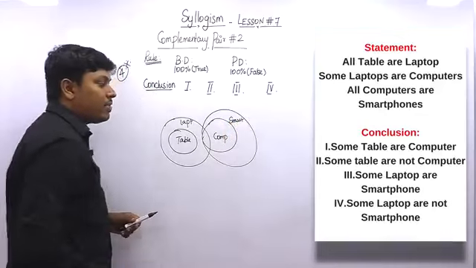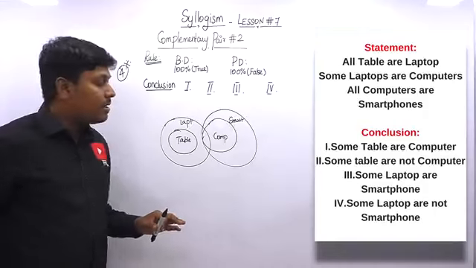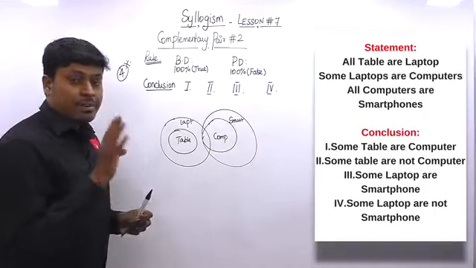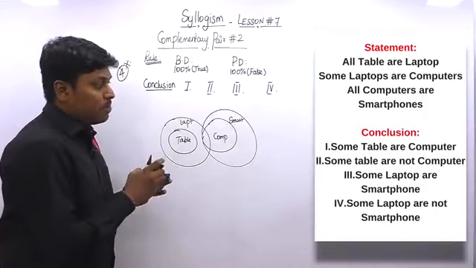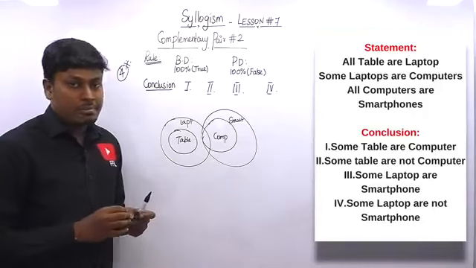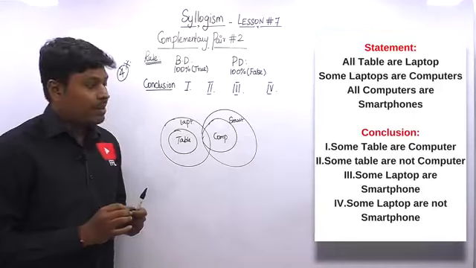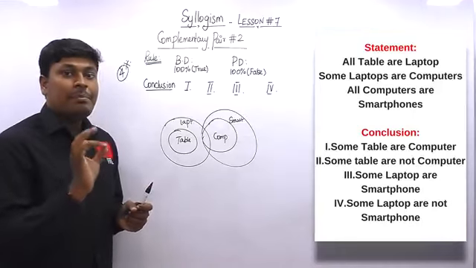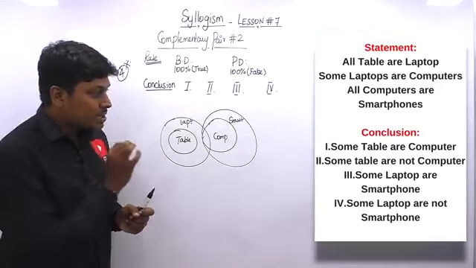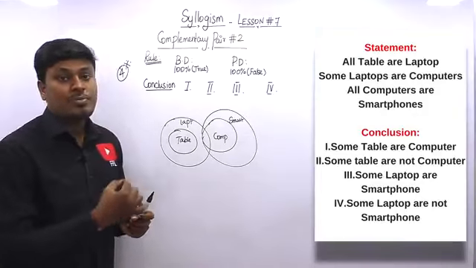Okay, so finally we have drawn the basic diagram for the given statement, right? So look at the conclusions. They have given 4 conclusions. Conclusion number 1, some tables are computers, and second conclusion, some tables are not computers. Look at conclusion number 3, some laptops are smartphones. Conclusion number 4, some laptops are not smartphones.